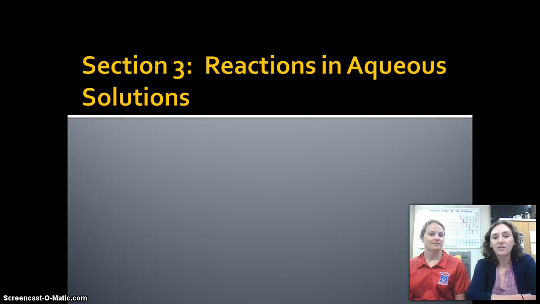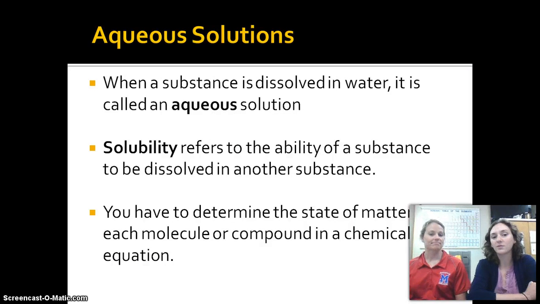Chapter 9, Section 3, Reactions in Aqueous Solutions. So an aqueous solution, what is it? It's when a substance is dissolved in water. So you call it an aqueous solution, okay? And that's whenever you see an AQ, that's what it's referring to, an aqueous solution.